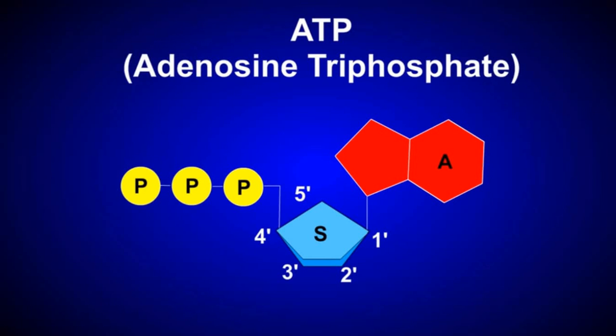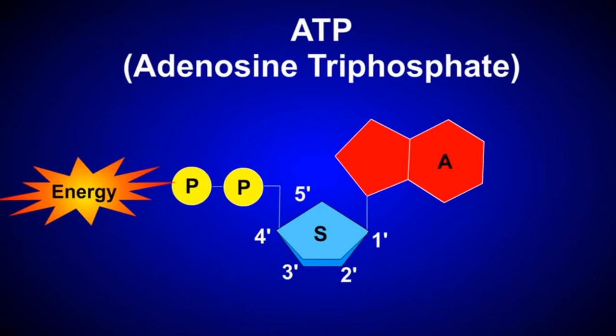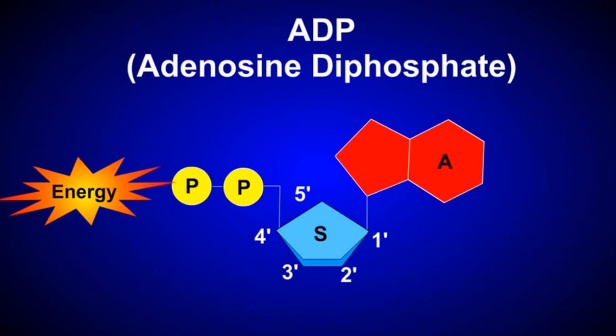These molecules serve as temporary energy batteries for the cell. When energy is needed, the terminal phosphate group is removed, releasing energy and forming adenosine diphosphate, which may then be recharged by the energy pathways of the cell.